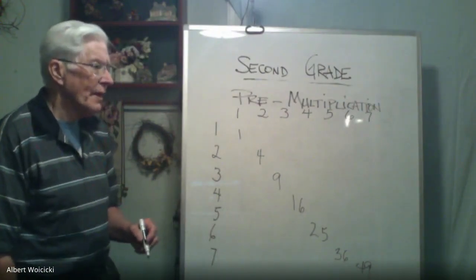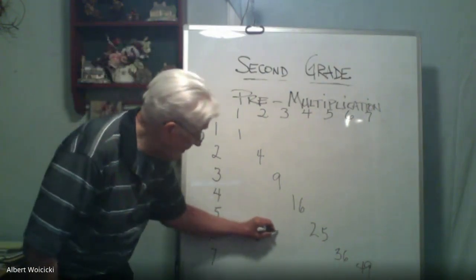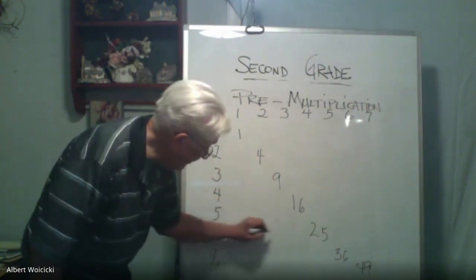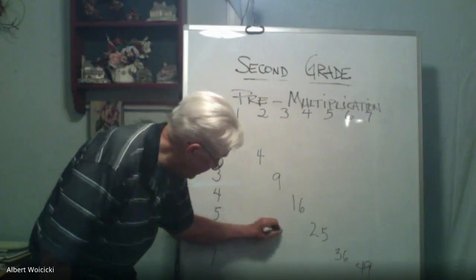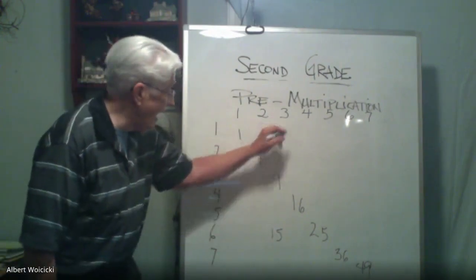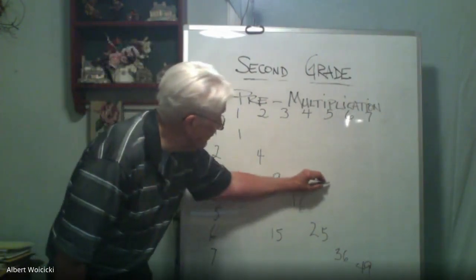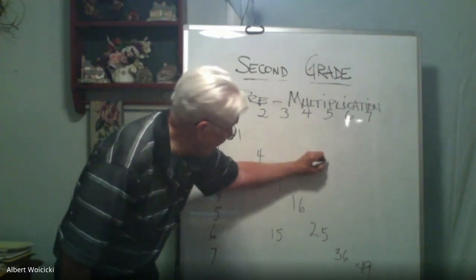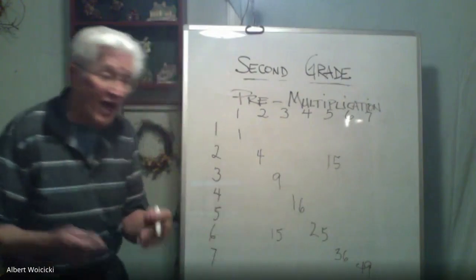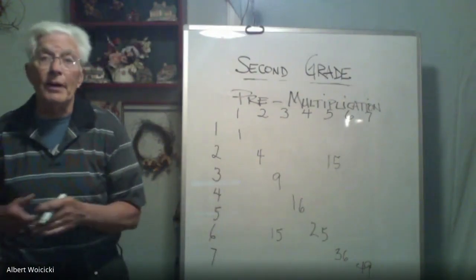Now, if I were to write 5 times 3, I know that's 15. But I have that same number over here, 3 times 5. It's right here, 15. Because 5 times 3 and 3 times 5 are the same.